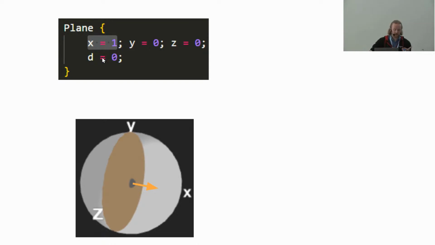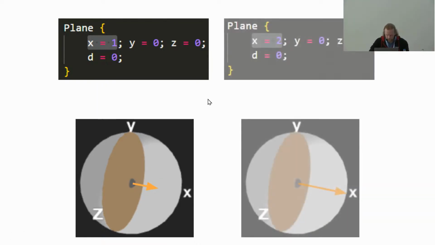The d part is in some sense displacement from the origin, but we're going to leave it as 0 for now. We've actually got an interesting way of thinking about displacement from the origin. But yes, this plane, we can say that this is like its normal vector. That's what they tend to say. The x part, the y part, and the z part is the normal vector of the plane, and you can indeed visualize it this way.